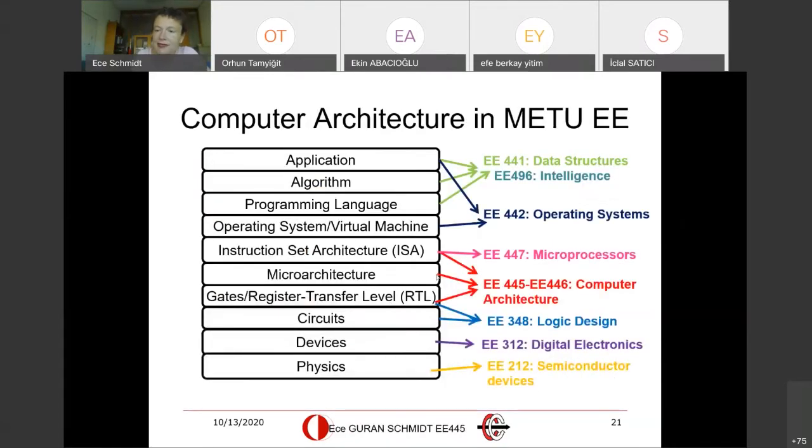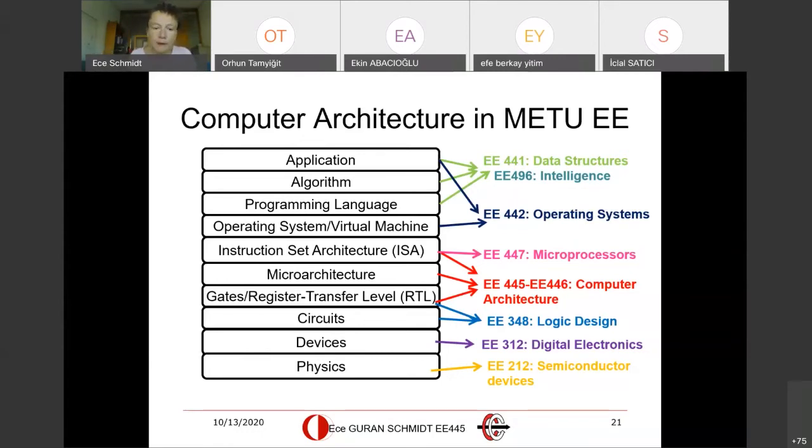So now this is my slide in the computer organization seminar. How do we address exactly this layered architecture in our department? Now think about this. Regarding the physics, the semiconductor, you have a dedicated semiconductor course, 212. Then when you take digital electronics on top of this, you learn how to build the basic circuit blocks using transistors. But you still have current, voltage, things like that.